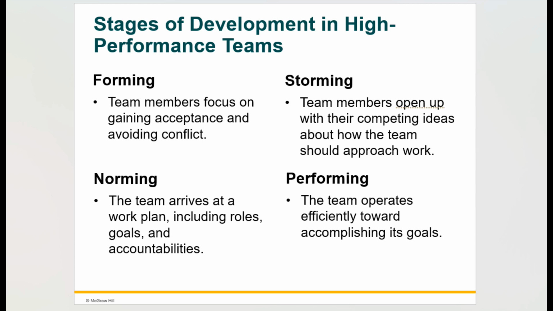The norming, that's teams that arrive at a work plan. Everyone knows their roles, their goals, and they have that accountability for what they're responsible for. The storming, that's when team members open up with their competing ideas, like brainstorming and how the team should approach the different work. And then the performance itself, the team operates efficiently towards that goal that you're trying to accomplish. And in our class and in our case, it would be the final assignment being completed in a timely manner.